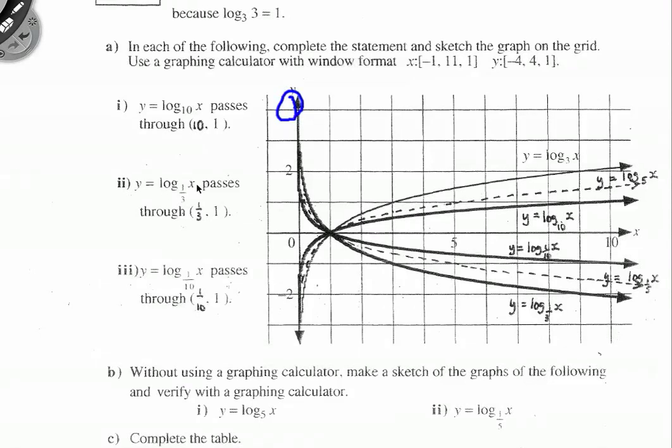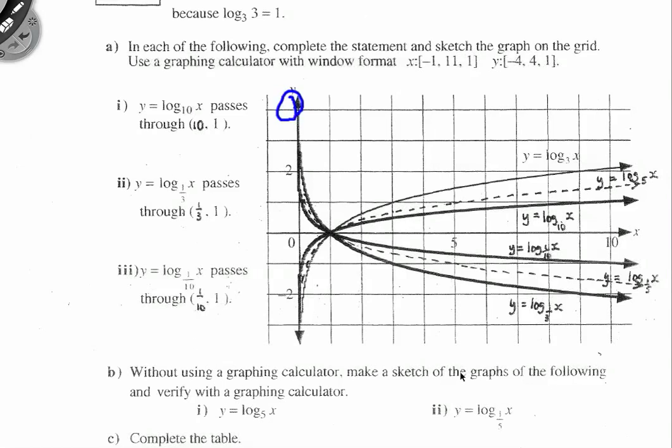Log x base a third. Now if the base is a third, then obviously if x is a third, y will be 1. So when x is a third, y is 1. What if it's log x base 1 over 10? So if x is 1 over 10, then this whole thing will become 1, a y value of 1.